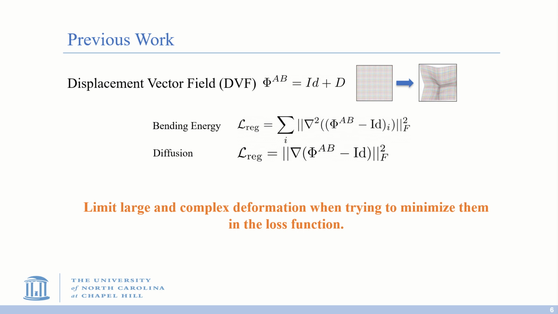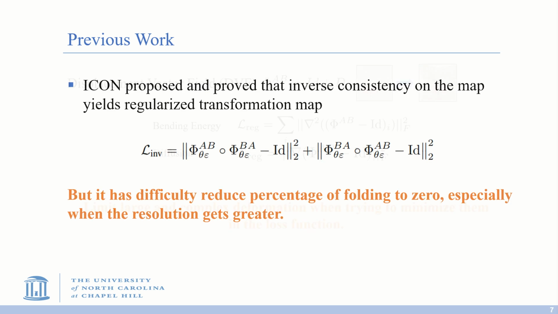It maps the corresponding pixels via displacement between their positions. To advocate physically plausible deformation with such a transformation model, one generally adopts the bending energy or diffusion regularizer when training the network. However, the issue with these regularizers is that because one directly penalizes the displacement vector field, it limits the capability of the DVF to represent large and complex deformation.